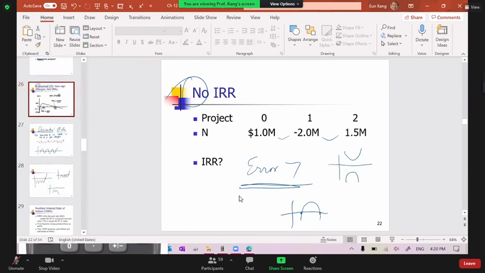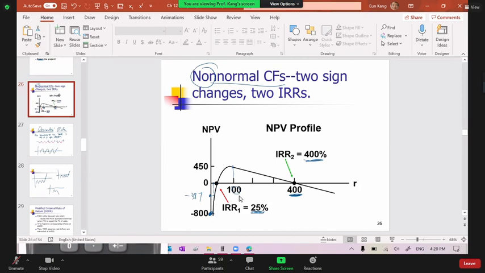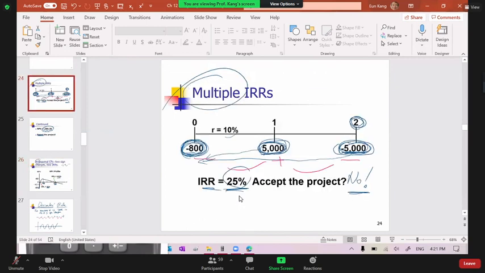So let's go back to here. We have 2 sign changes, right? Minus to plus, plus to minus, so 1, 2 sign changes, right? So we know that there are a maximum of 2, and one is 25% from the calculator, but the other one is 400%, right? And you can actually calculate that one using just the definition of IRR.